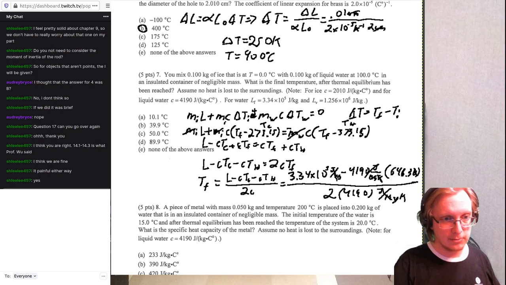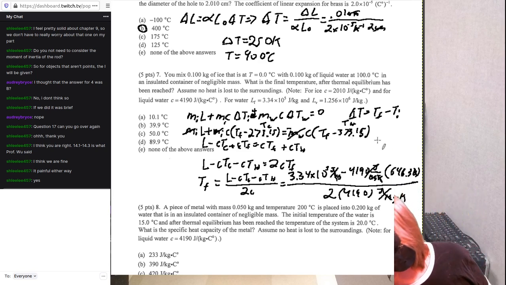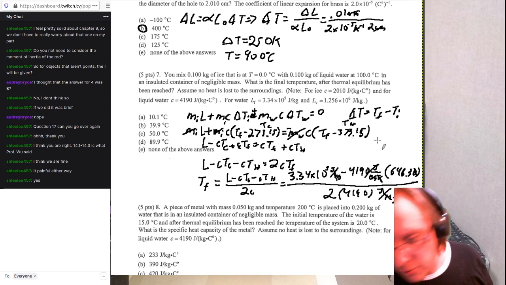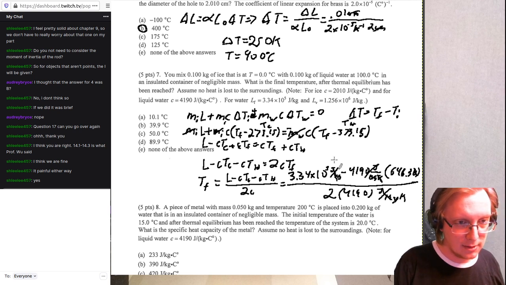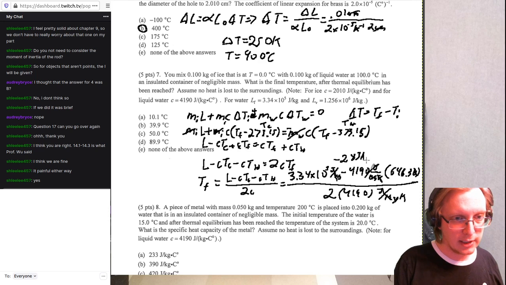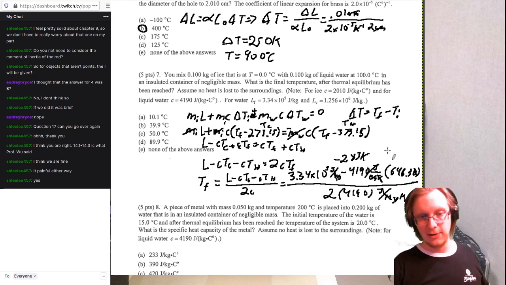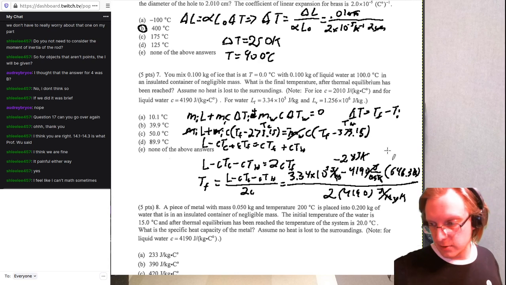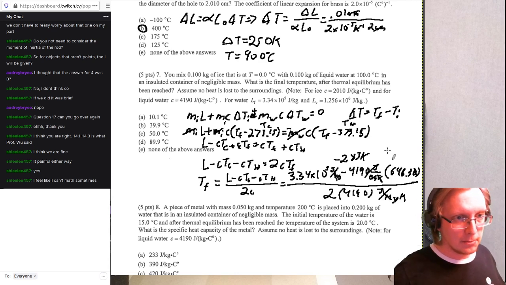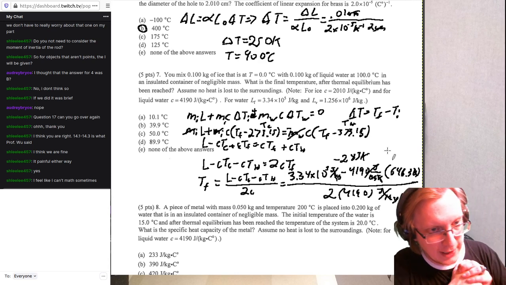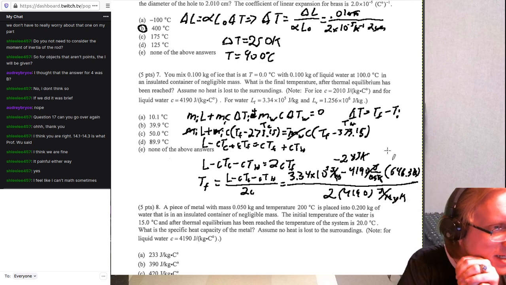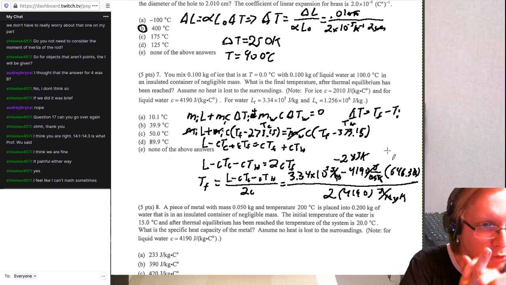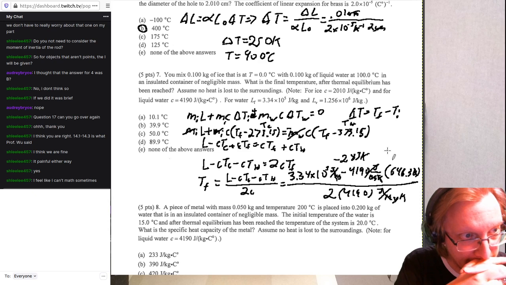I got a negative number. That's not good. That was negative 283 Kelvin, which is not a good thing. I should not get a number less than 0. In fact, I should get a number somewhere between 273 and 373. So that means I did some math wrong somewhere, and that's no bueno. Bugger.